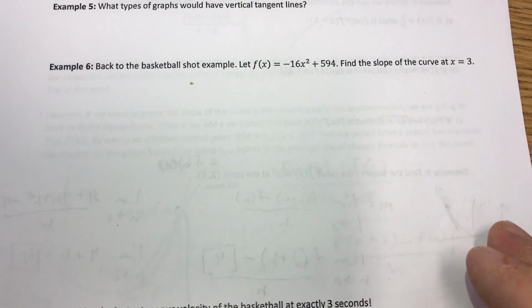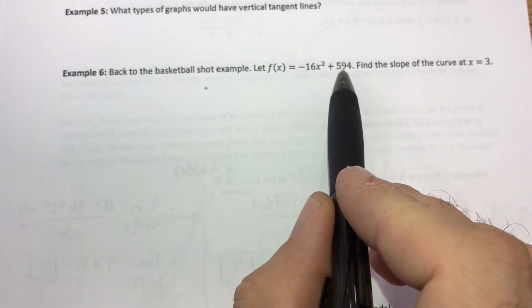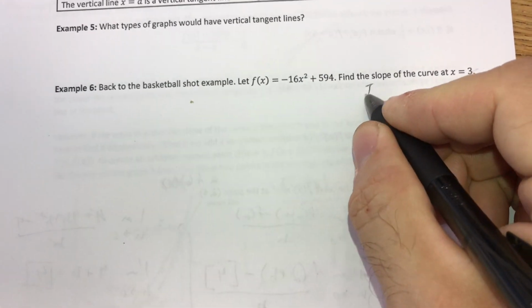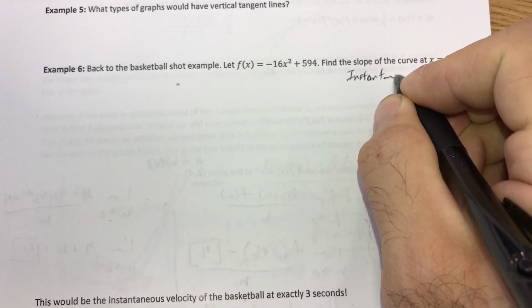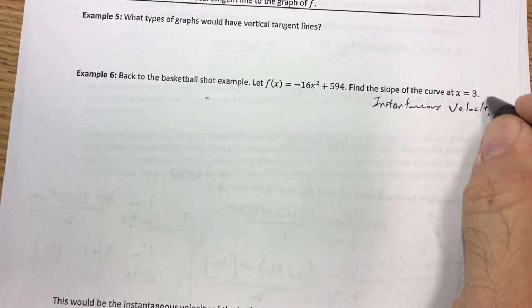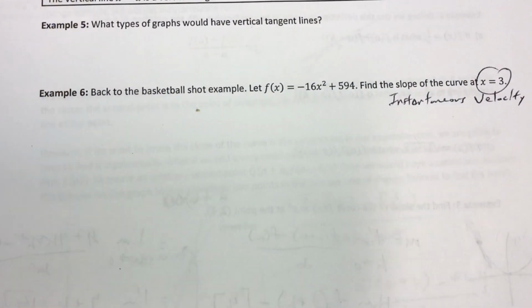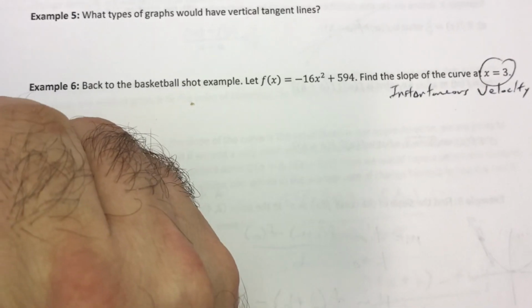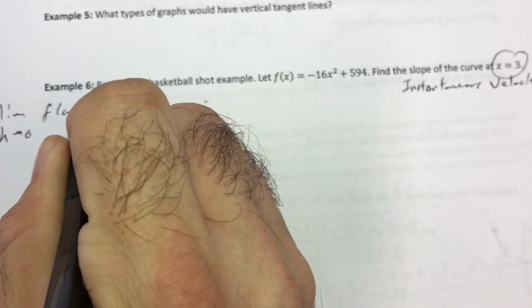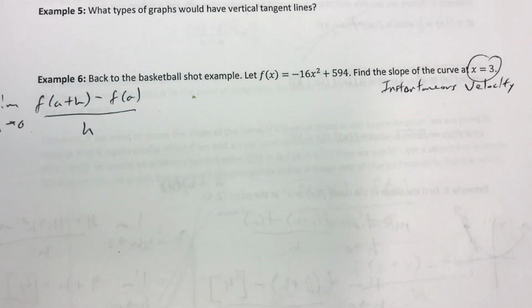All right, so back to the basketball example. We have the function that describes the basketball's position, height over time, and we're going to find the slope of the curve at x equals 3. That means we're going to find the instantaneous velocity, or instantaneous slope, at time t equals 3. So let's go ahead and get this going. We're going to start off with the limit as h approaches 0 of f of a plus h minus f of a, all over h.